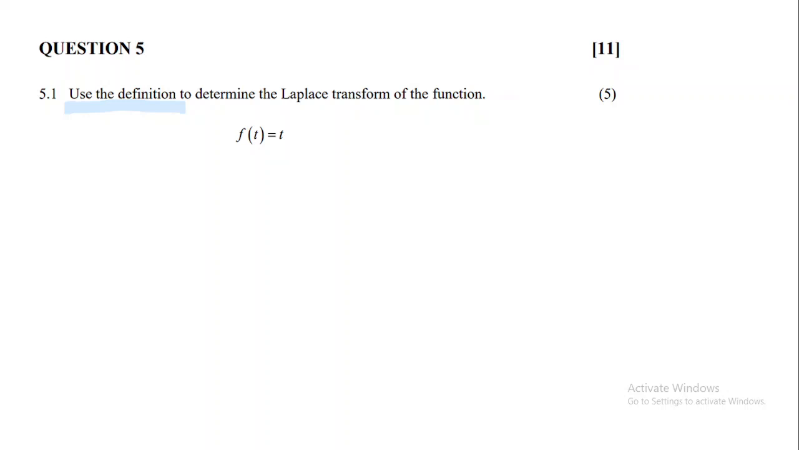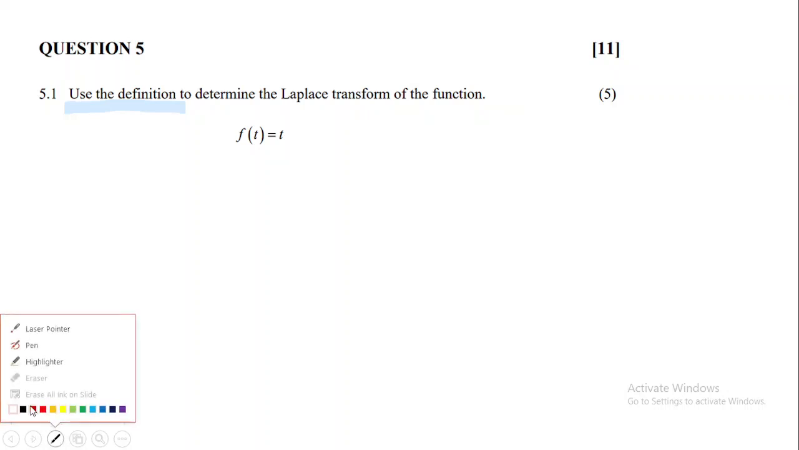Question 5.1 says use the definition to determine the Laplace transform of the function f of t equals t, which is just a polynomial of first degree. The question gave you a hint that you must use the definition.